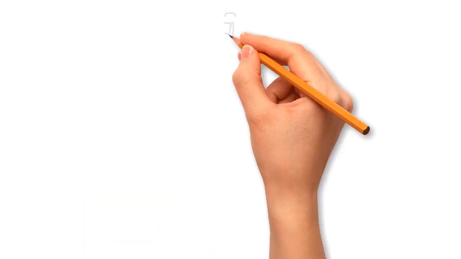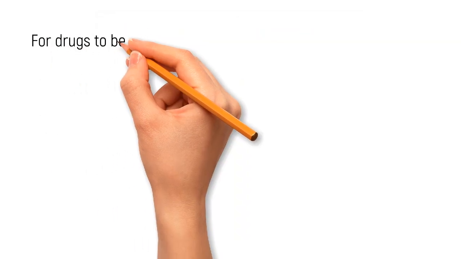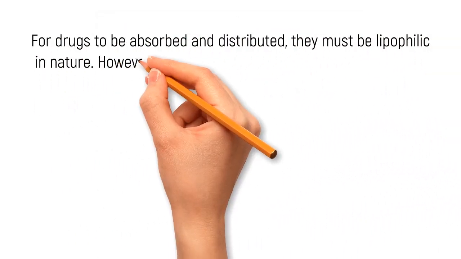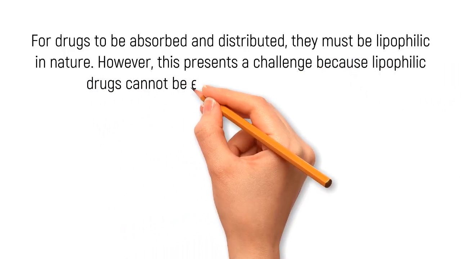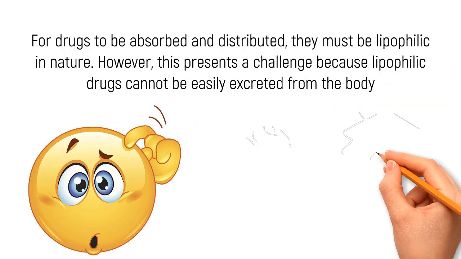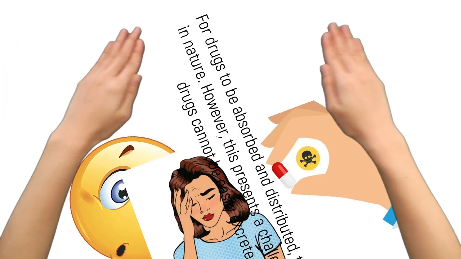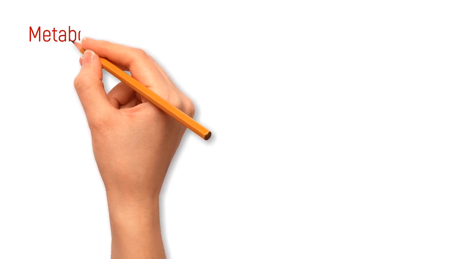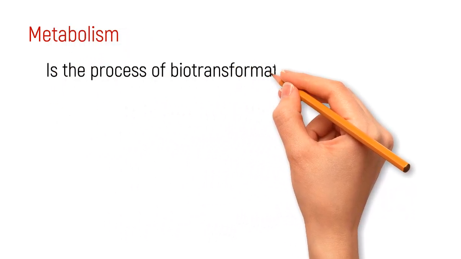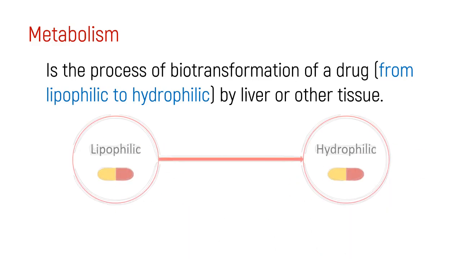After a drug has been distributed and has acted at its site of action, it returns to systemic circulation. As mentioned before, for drugs to be absorbed and distributed, they must be lipophilic in nature. However, this presents a challenge because lipophilic drugs cannot be easily excreted from the body, which may lead to accumulation, toxicity, and undesirable side effects. This is where the process of metabolism comes into play. Metabolism, or biotransformation, occurs primarily in the liver and other tissues as well, and converts the drug from a lipophilic form into a hydrophilic one, making it easier for the body to excrete drugs.